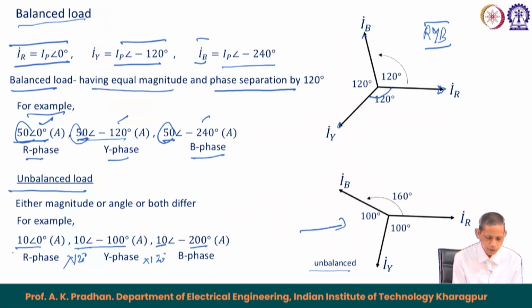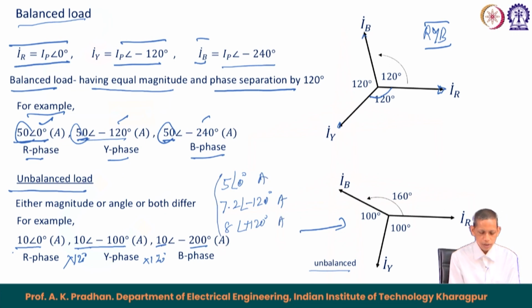And I can say another example, 5 with an angle of 0 degree, 7.2 with an angle of minus 120 degree, and 8 with an angle of plus 120 degree, ampere. So, this is also an unbalanced thing. Here the magnitudes are not the same, even though the angles are maintained at 120 degree.